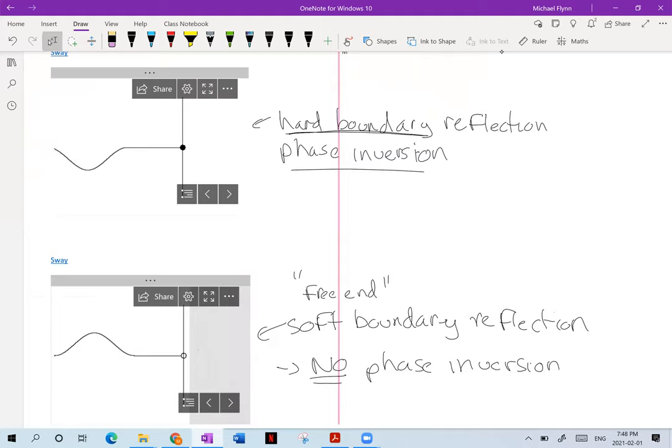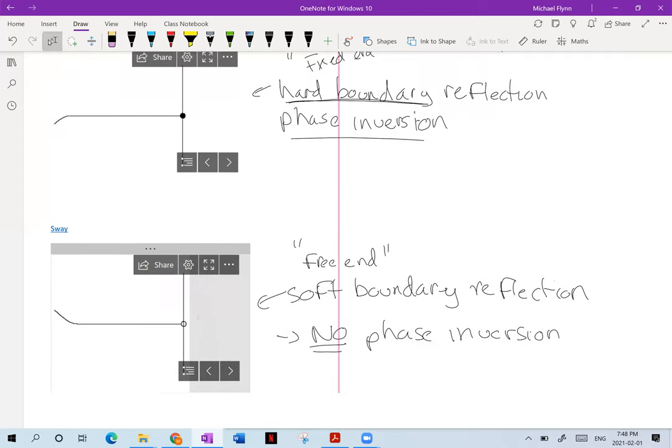In a hard boundary, the wave turns upside down. Sometimes we call the hard boundary a fixed end reflection, fixed end, because the end is not free to move this time. And the soft boundary is called a free end reflection. You can see that in both cases, you get a reflection. The wave does bounce off, but in a hard boundary, it bounces off upside down. So it gets inverted. And in the soft boundary, it stays. It does not lose its phase. So that's called a soft boundary reflection.